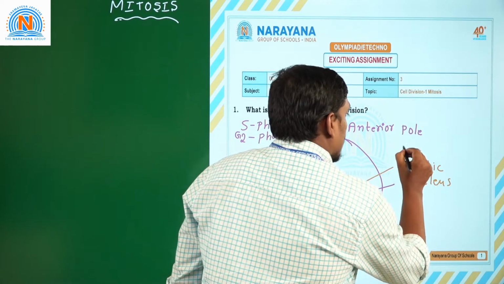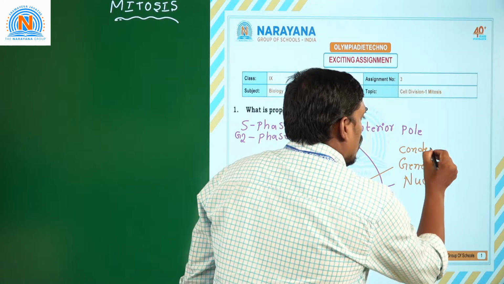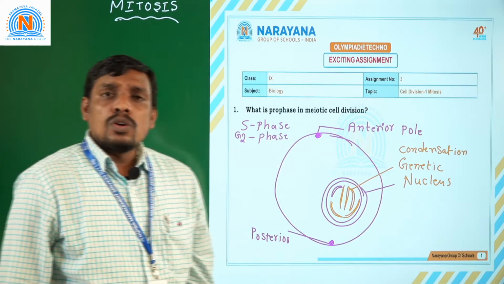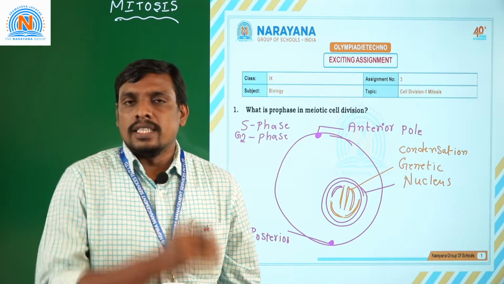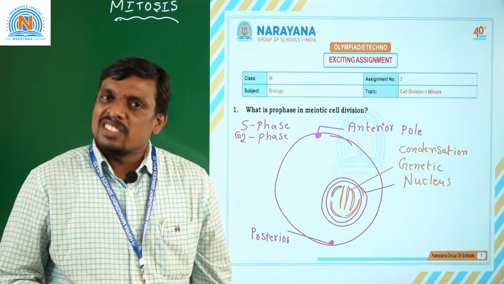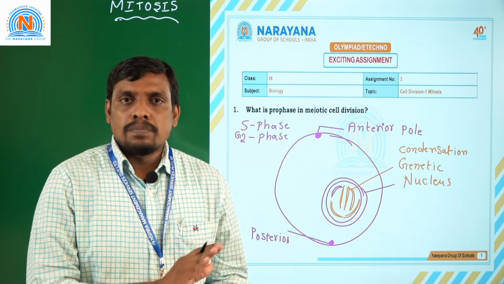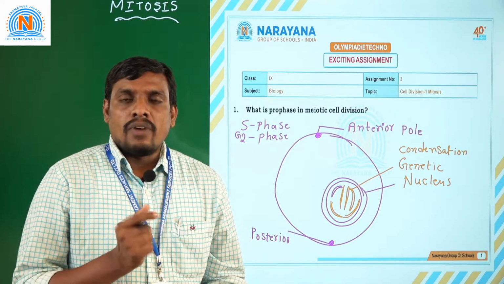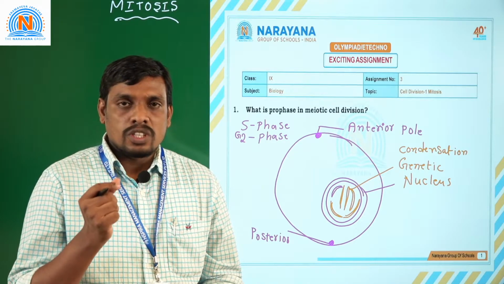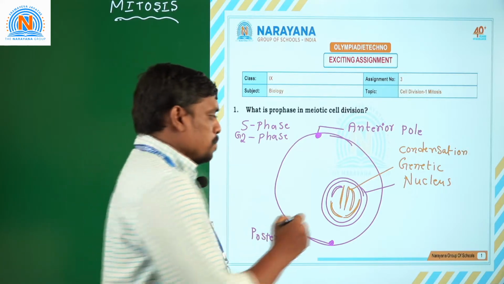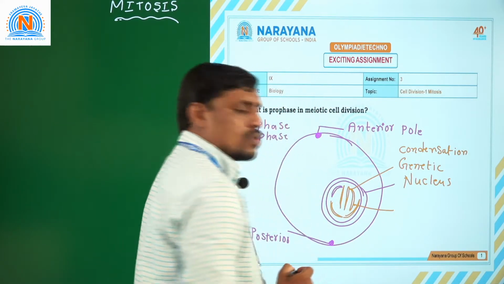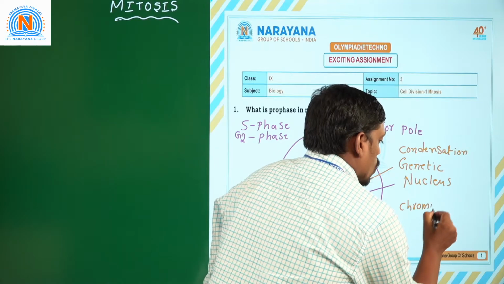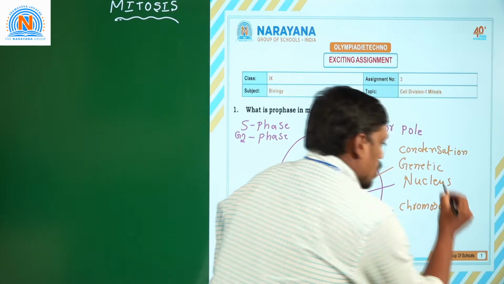What do you mean by condensation? How can you define condensation? During the condensation process, the nucleoplasm or nuclear fluid undergoes sequential changes. Finally, the nucleoplasm disappears and the genetic material turns completely into thread-like fibers, or fiber-like structures, which are called chromosomes.